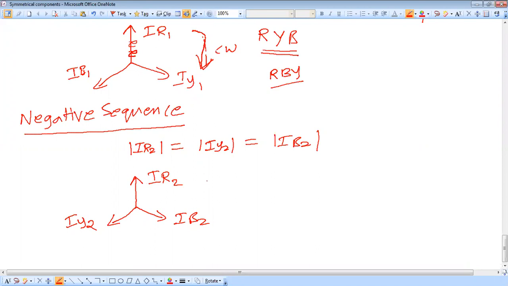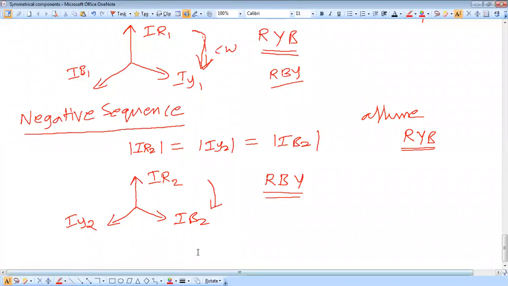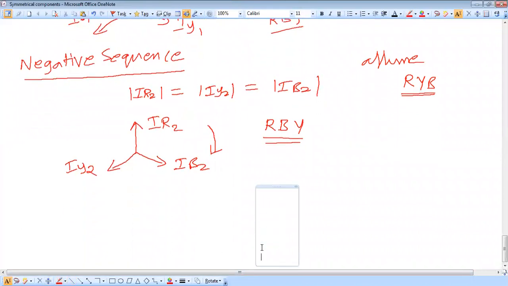Now observe here in the clockwise direction, what is the phase sequence? Next we are going to identify the phase sequence. In the clockwise direction, first the R phase is coming, next the B phase, next the Y phase. Suppose my assumption is that my original phase sequence is RYB. What is the phase sequence of the negative sequence component? It is opposite to the original phase sequence. If the original phase sequence is RYB, my phase sequence is RBY.